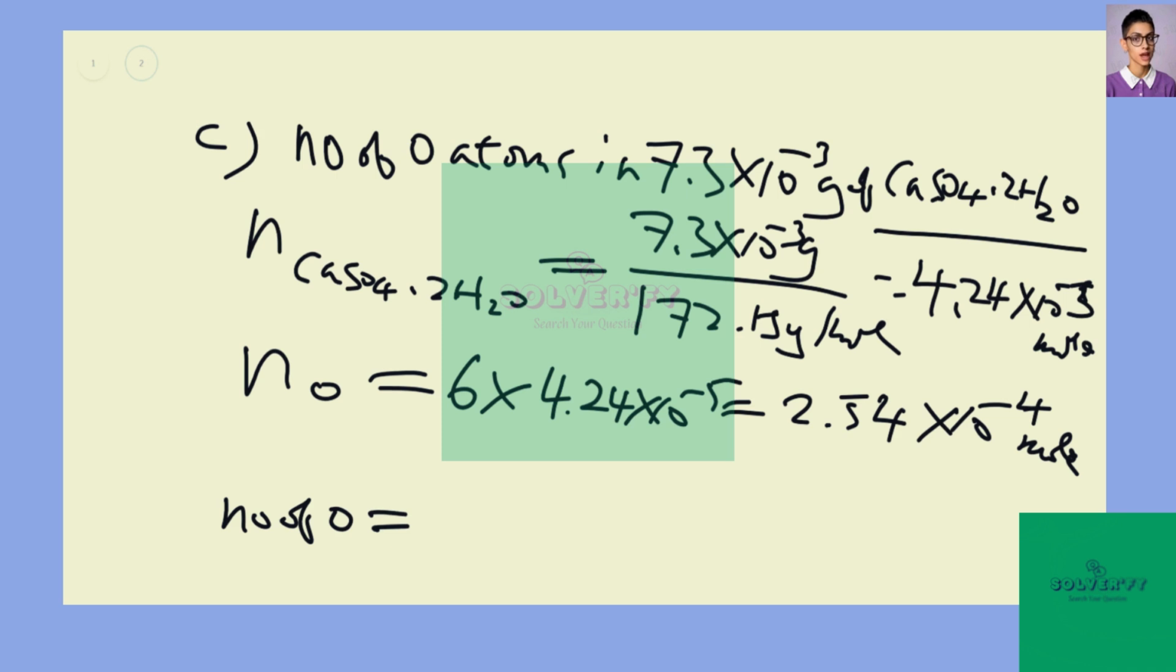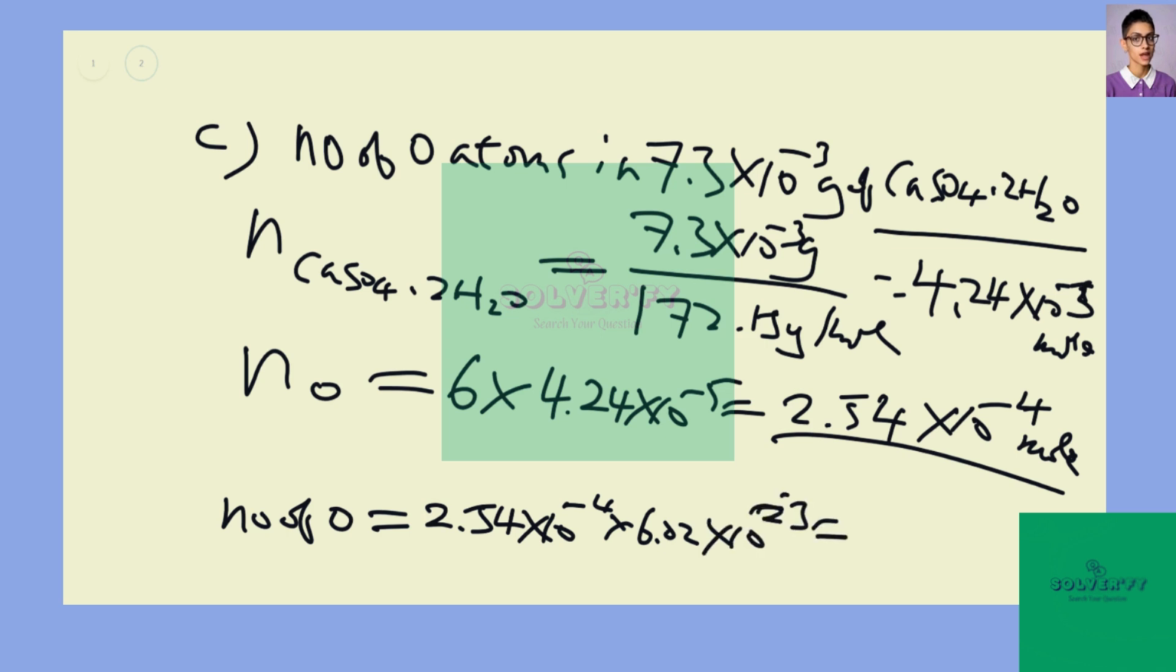All right, so what would be the number of oxygen atoms? We just have to multiply our number of moles by the Avogadro number. So it would be equal to 6.02 times 10 to the 23. And we should have 1.53 times 10 to the 20 atoms of oxygen.